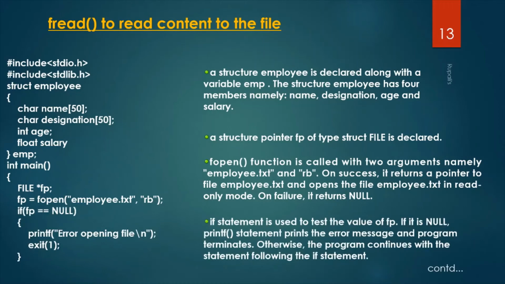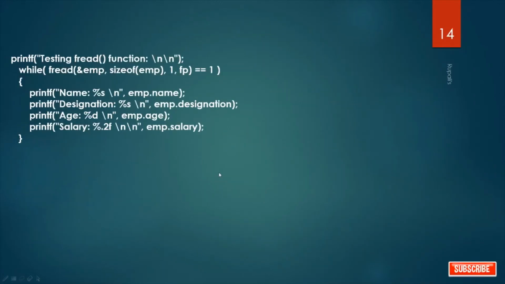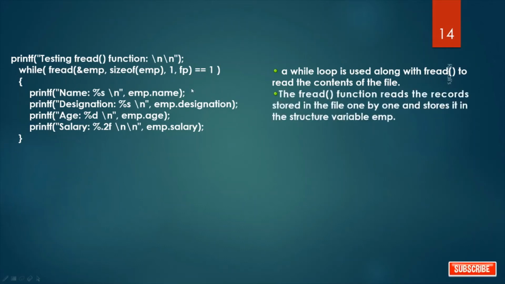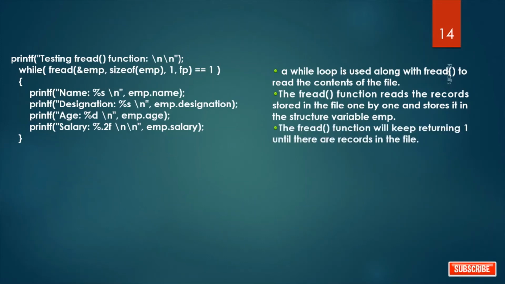So, an if statement is used to test the value of fp. If it is NULL, the printf statement prints an error message and the program terminates. Otherwise, the program continues with the statement following the if statement. Testing of the fread function. First, a while loop is used along with fread to read the contents of the file. The fread function reads the records stored in the file one by one and stores them in the structure variable EMP.